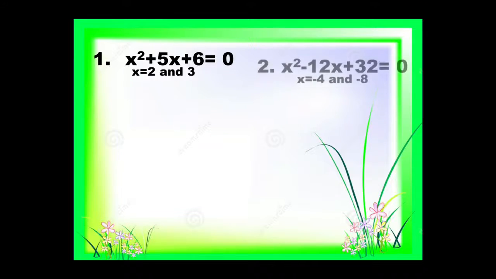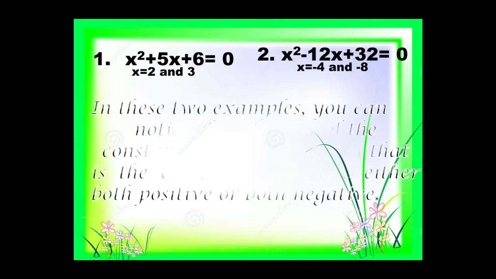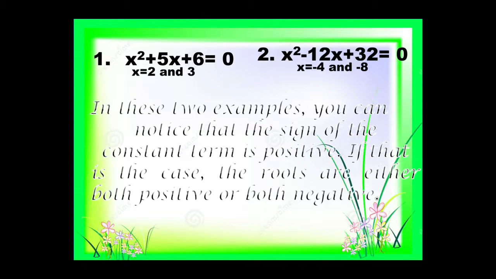Considering these two examples, you can notice that the sign of the constant term is positive. We have positive 6 and positive 32. If that is the case, the roots are either both positive or both negative, as you can observe in example 1 and example 2.